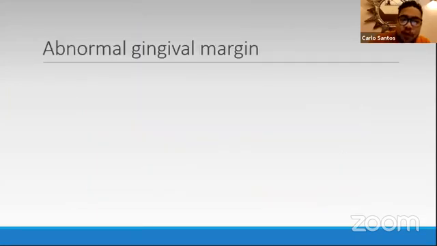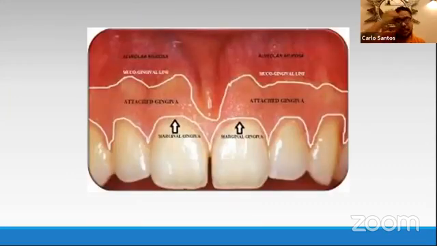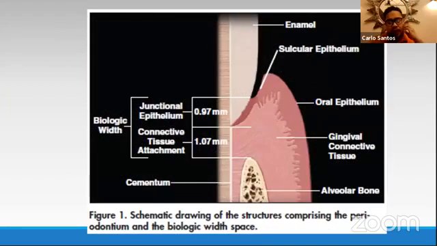Now we go to our abnormal gingival margin. Please take note of these landmarks. Again, this is the marginal gingiva, attached gingiva, and unattached. This is very important because this will be our landmarks later in doing our lip repositioning and aesthetic crown lengthening. This is actually an undergrad topic, but I think it's very, very important that every dentist, even every general practitioner, should know our biologic width.